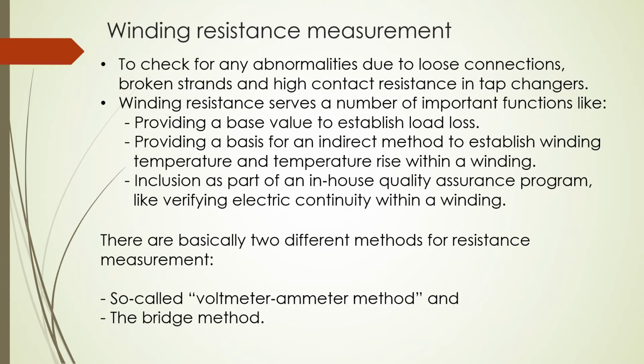Winding resistance measurement to check for any abnormalities due to loose connections, broken strands and high contact resistance in the tap changers. Winding resistance serves a number of important functions, like providing a base value to establish load loss, providing a basis for an indirect method to establish winding temperature and temperature rise within a winding, and inclusion as part of an in-house quality assurance program, like verifying electrical continuity within a winding. There are basically two different methods for resistance measurement, the so-called voltmeter ammeter method and the bridge method.